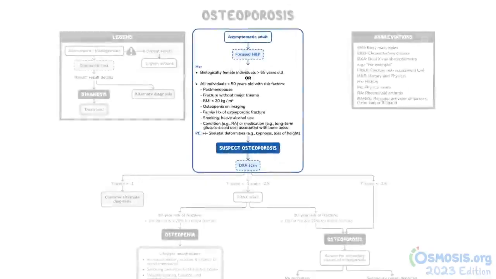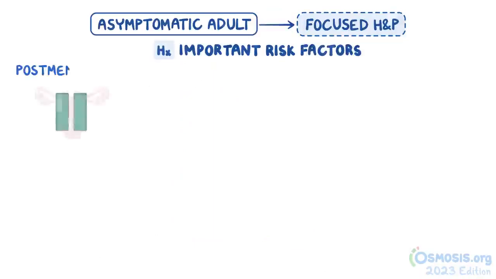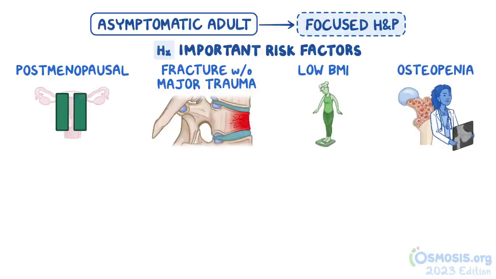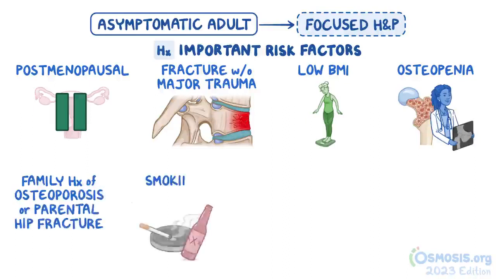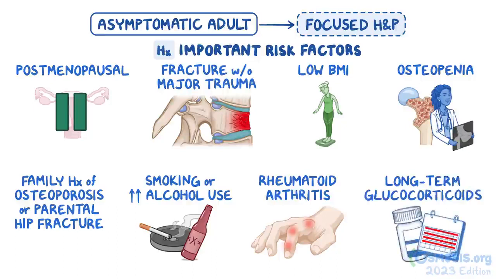Now, most patients with osteoporosis are asymptomatic, so perform a focused history and physical exam. When obtaining history, important risk factors include being postmenopausal, fracture history without major trauma, low BMI less than 20 kilograms per meter squared, osteopenia on imaging, a family history of osteoporosis or parental hip fracture, a history of smoking or excessive alcohol use, as well as medical conditions like rheumatoid arthritis, or the use of medications like long-term glucocorticoids.